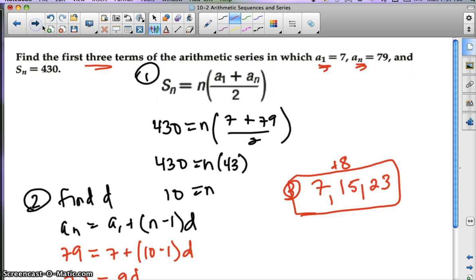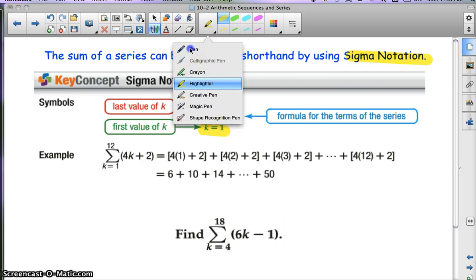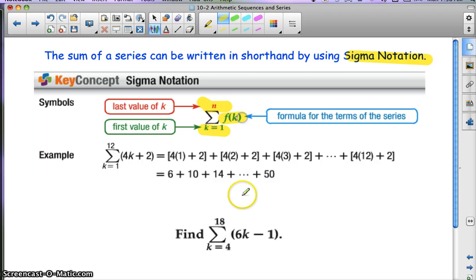Now, something that you'll use a lot in pre-calculus: you'll see the sigma notation. Sigma notation is how the sum of a series can be written in shorthand. This is going to be the last value you plug in, this is the first value you plug in, and then you have a function right here, which is the formula for the terms of the series.